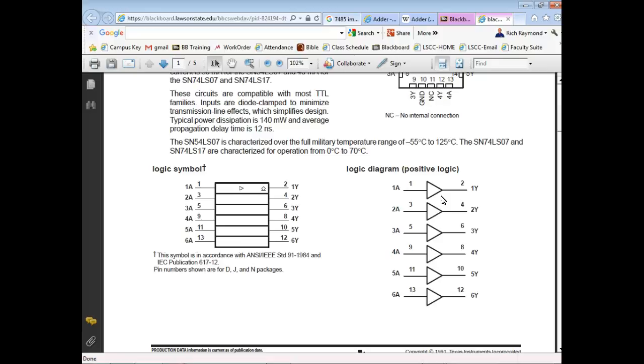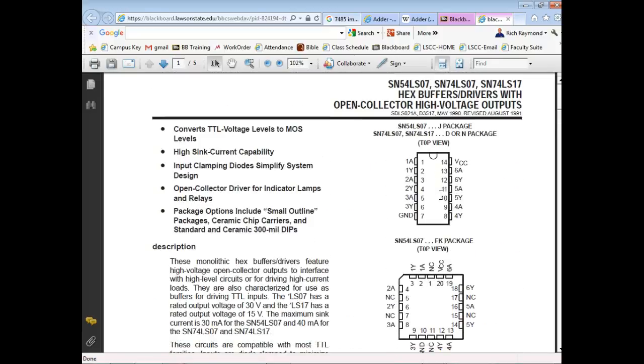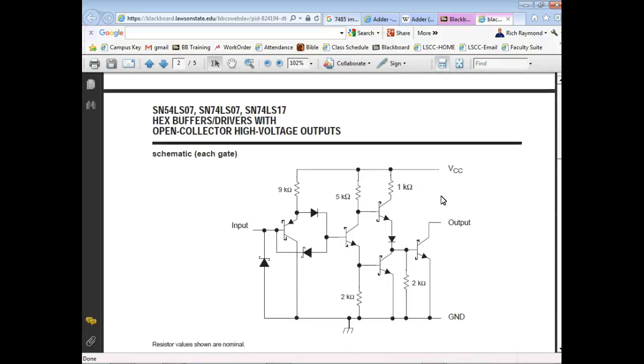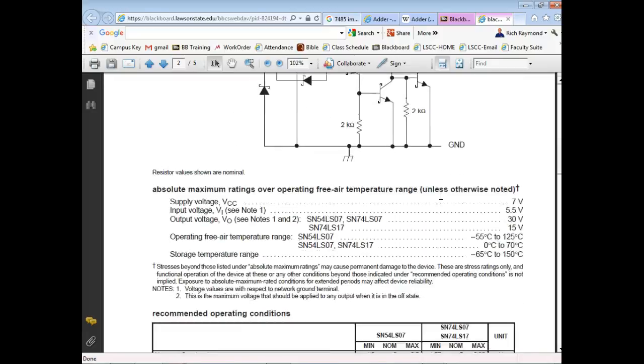But we use them to isolate, to protect things. We put them on the input, and if something happens, it gets your buffer, and it doesn't get inside your logic. We use them to increase drive. These gates can only drive so much. If we look at the data sheets, this is the actual makeup inside, and we'll talk about it later on. This has what we call an open collector output. We'll learn what that means.